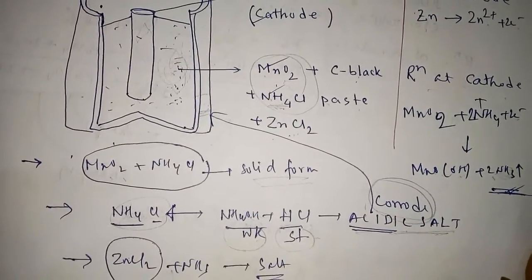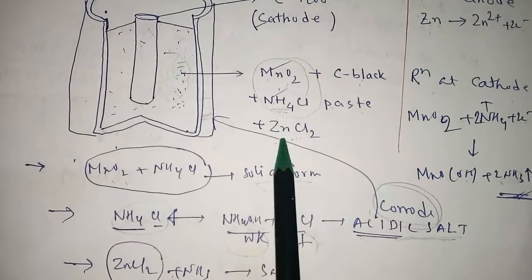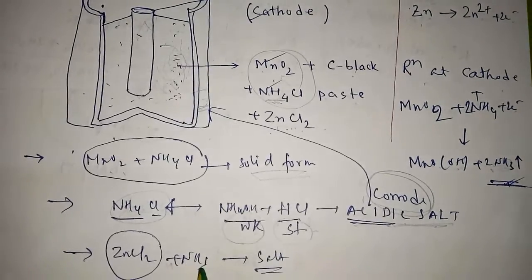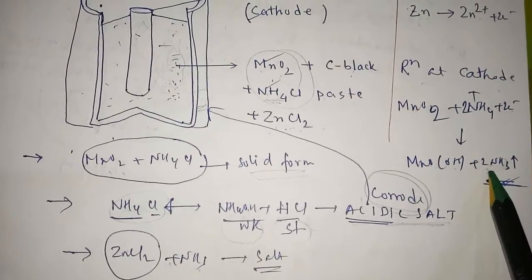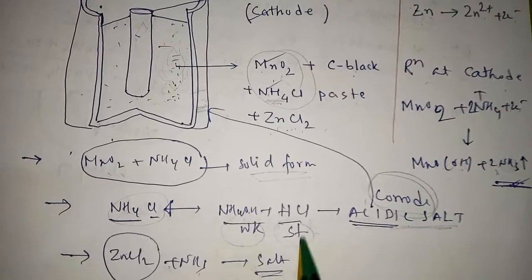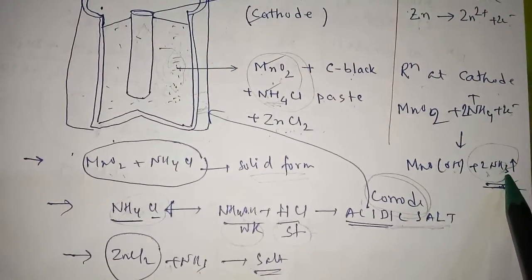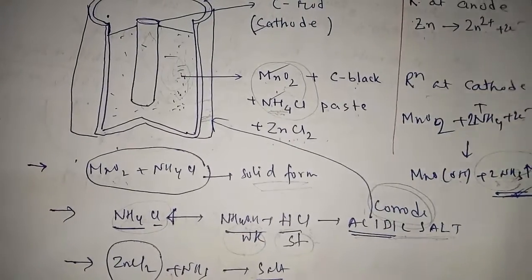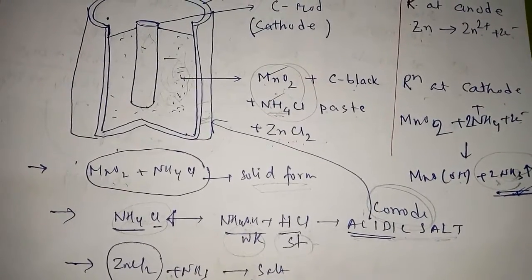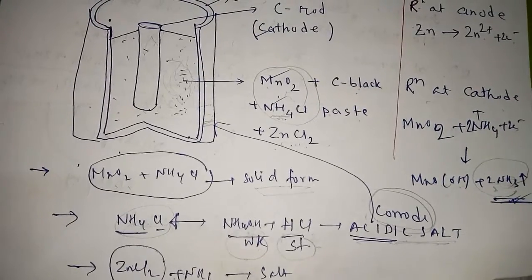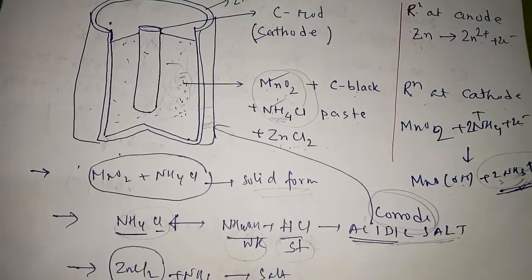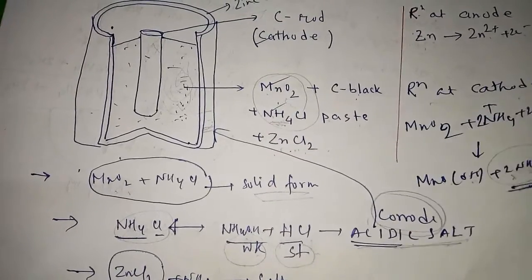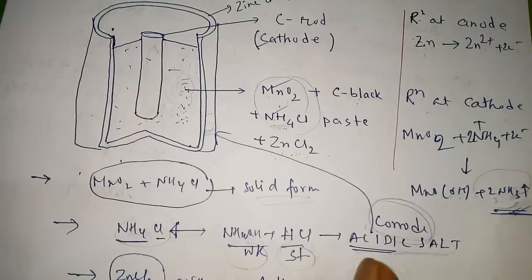Another point is why we have used zinc chloride here. Zinc chloride reacts with the ammonia gas produced to form a salt. Otherwise the pressure developed by the ammonia gas may destroy the cell. So this is what we have in the case of the dry cell. The dry cell gives a voltage of 1.5 V, but as the cell reaction goes on, its voltage decreases day by day.